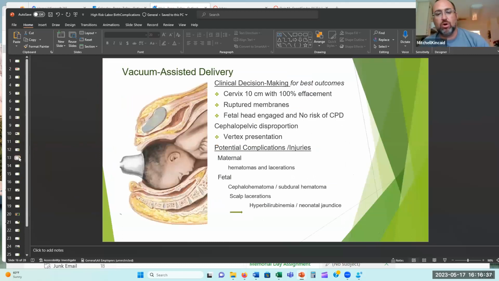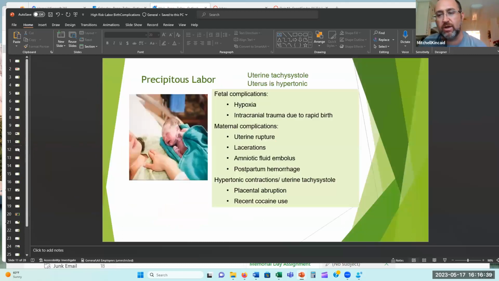Are they like stronger contractions that way, or are they just closer together? They're stronger and not necessarily closer together, but they're just very effective. And for some reason, it just happens quickly. We don't always know why.